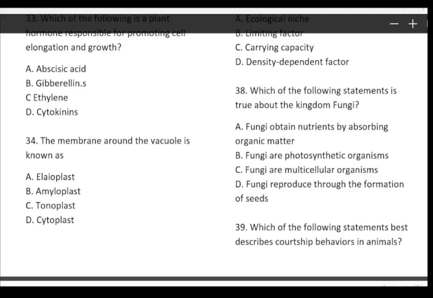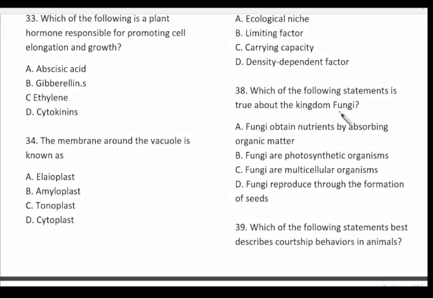Which of the following statements is true about the kingdom fungi? Remember, we made mention of the types of kingdom that we have earlier on. We said we have five kingdoms: kingdom Monera, kingdom Protista, kingdom Animalia, kingdom Plantae, and kingdom Fungi. So this question is specifically about the kingdom Fungi. So we want to see which of these statements is true of the kingdom Fungi. Now, the options that we have there, option A says fungi obtain nutrients by absorbing organic matter. Option B says fungi are photosynthetic organisms. Option C says fungi are multicellular organisms. Option D says fungi reproduce through the formation of seeds.